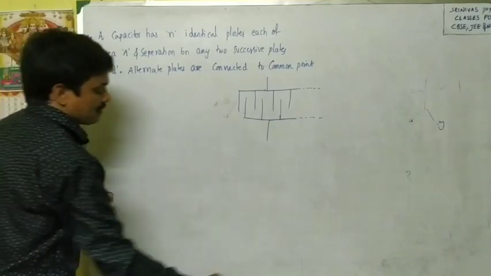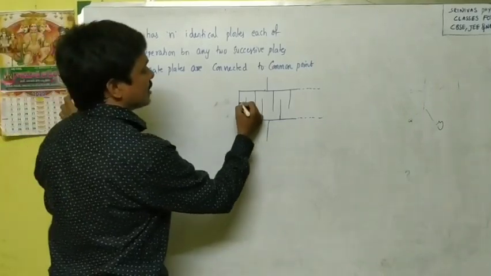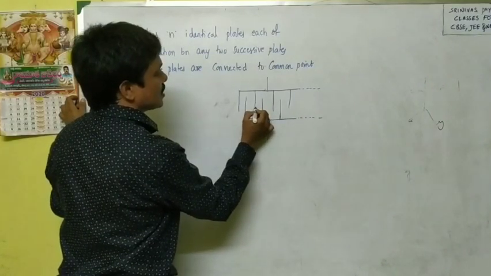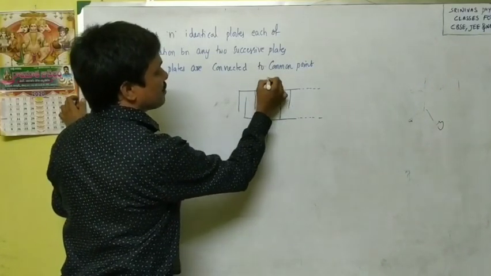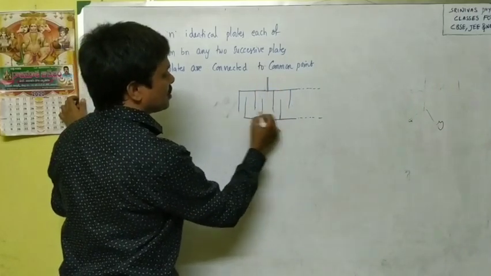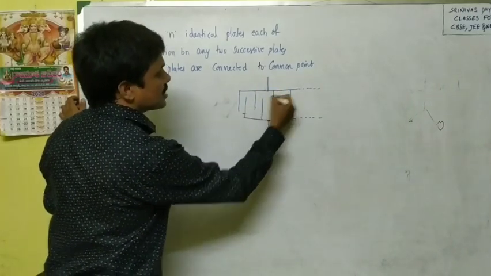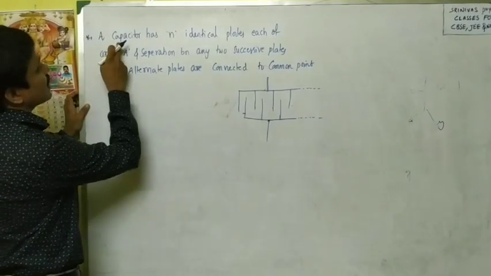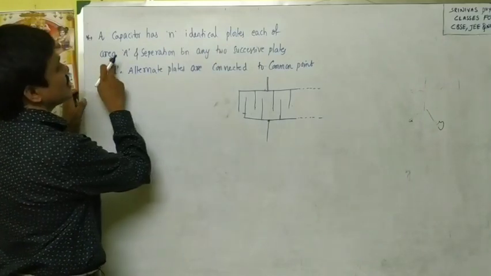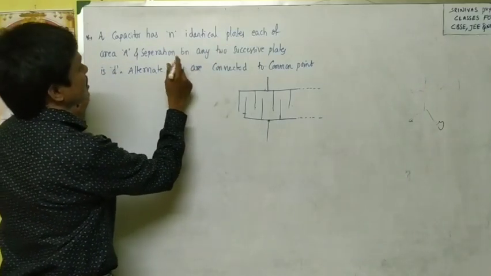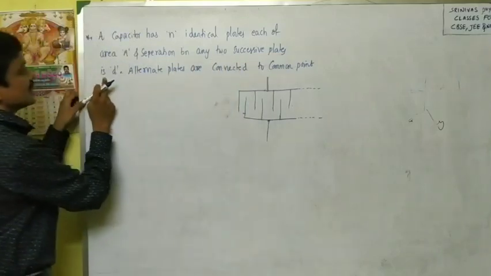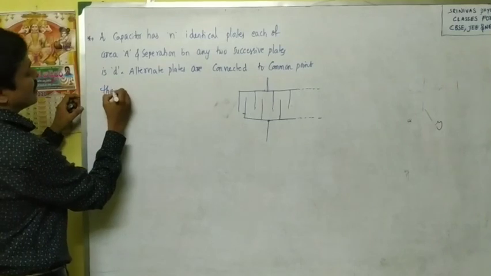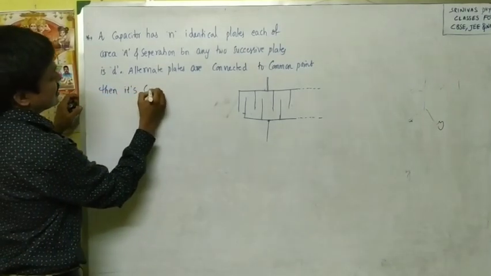Now the formula will become, alternate plates are connected here. There are n plates, and alternate plates are connected to a single point, and the other alternate plates are connected to another point. For this I want to find the capacitance. A capacitor has n identical plates, each of area A, separation between any two successive plates is D, alternate plates are connected to a common point, then its capacitance, right?